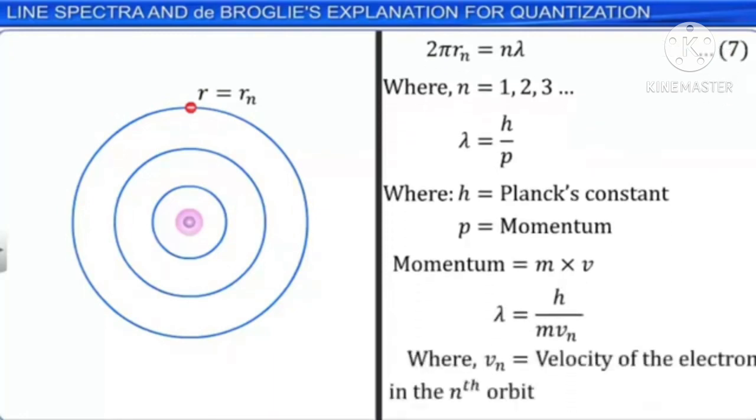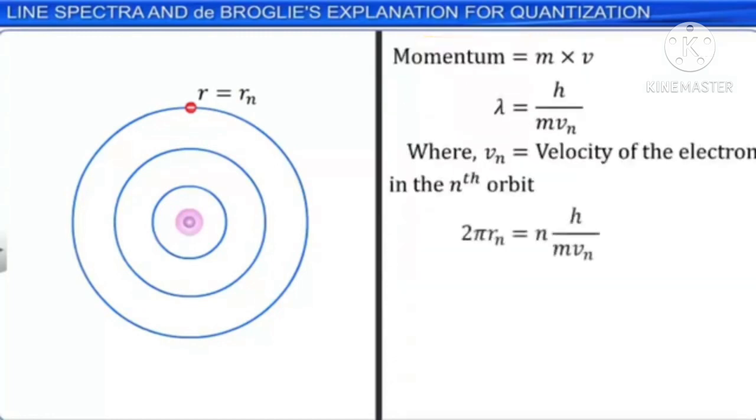Substituting the value of lambda in equation 7, we have 2 pi Rn is equal to nh by mvn. Rearranging the equation, we get mvn Rn is equal to nh by 2 pi. Let this be equation 8. Thus, the angular momentum of an electron is quantized. The quantized electron orbits and energies are due to the wave nature of the electron. Equation 8 is nothing but Bohr's second postulate.